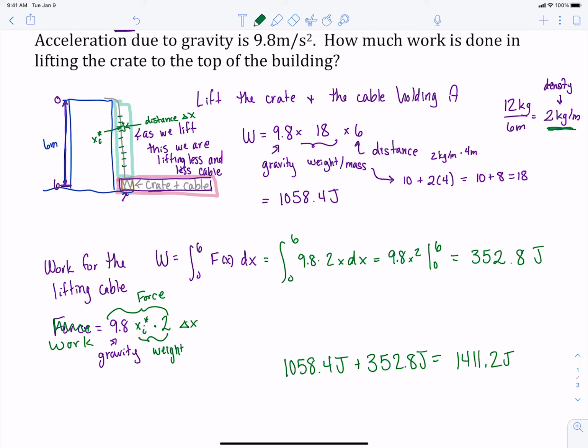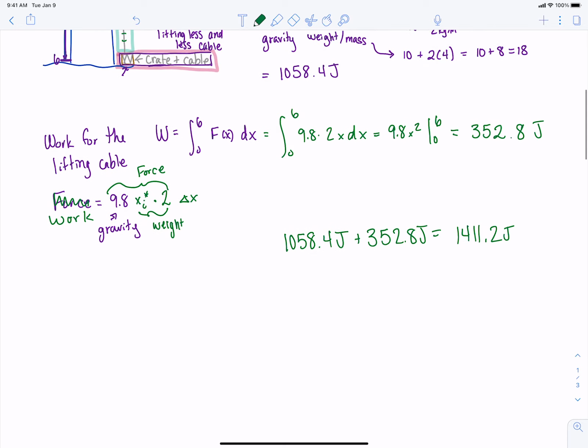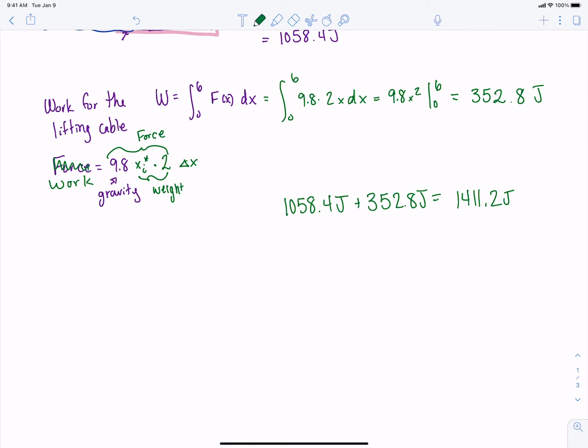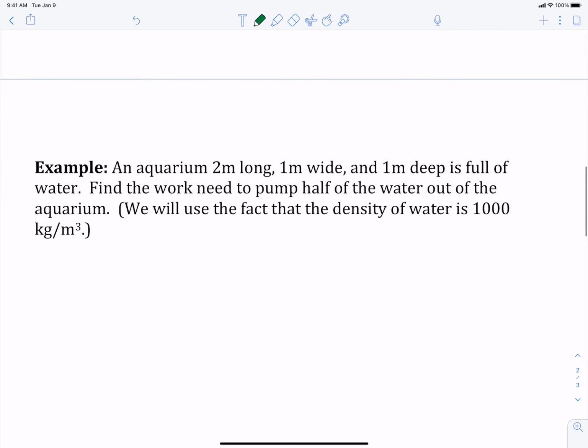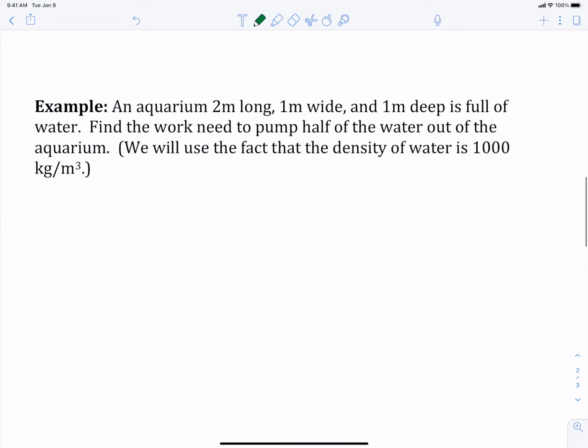So let's take a look at another example. We're going to look at one where we're pumping water out of a tank. If you need to copy more of this down, make sure that you hit pause. And let's take a look at an aquarium that's 2 meters long, 1 meter wide, and 1 meter deep, and it's full of water. So we'll draw a little picture.